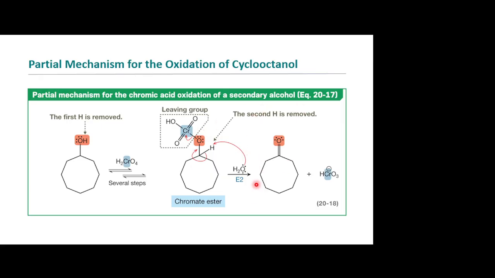What's then going to happen is the second hydrogen is removed. This is done by water. The chromic acid is a water-soluble acid, so it's typically in water. Notice that this is an E2 reaction. And we're going to get that elimination product, which is the carbonyl here. Anybody have any questions so far?